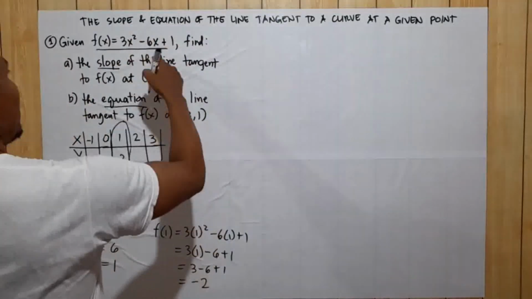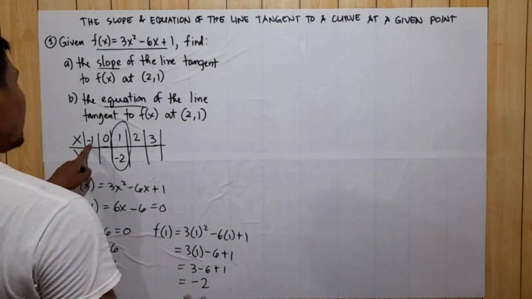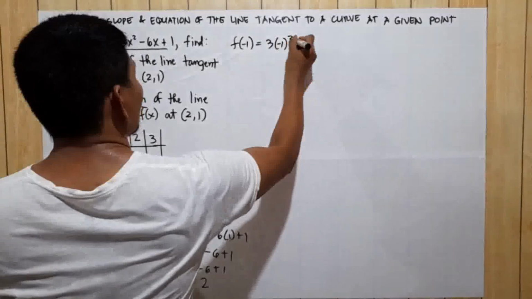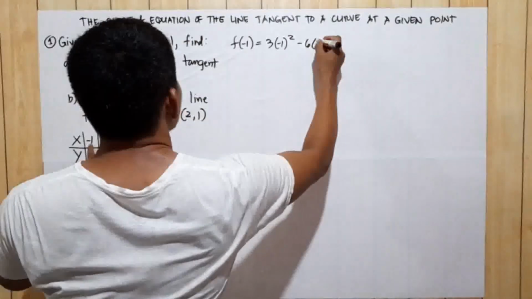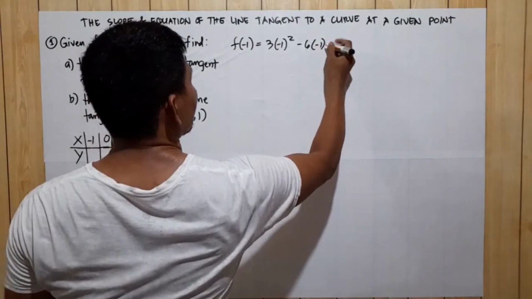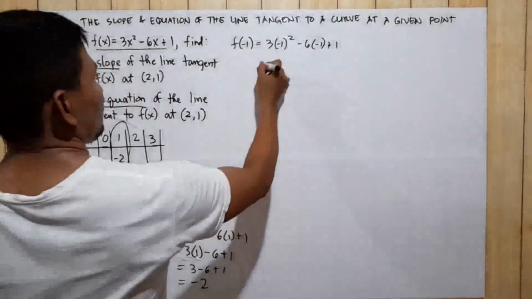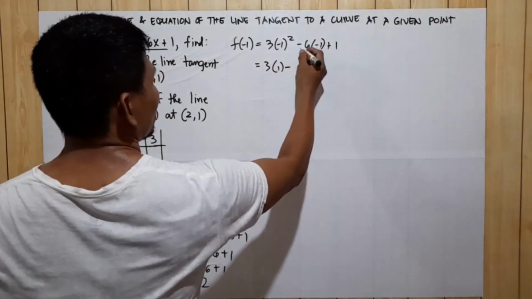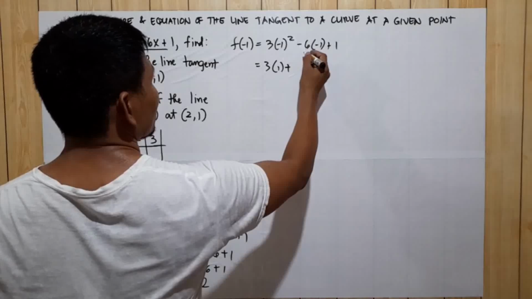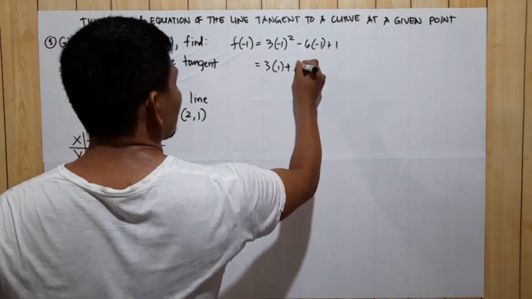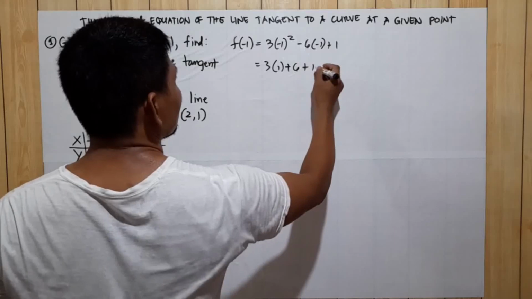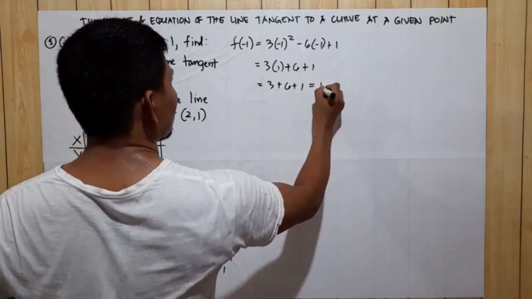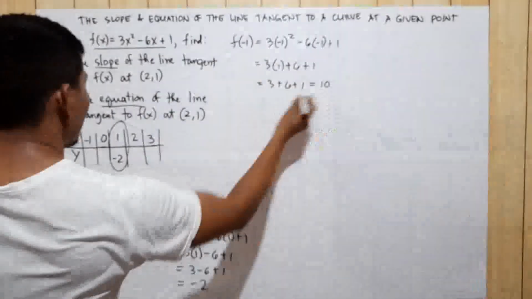F of x equals 3x squared minus 6x plus 1. If x is negative 1, we have f of negative 1 equals 3 times negative 1 squared minus 6 times negative 1 plus 1. We have 3 times negative 1 squared is positive 1 minus. So, magiging positive na po siya kasi we're multiplying two numbers with the same signs. Magiging positive 6 plus 1 equals 3 plus 6 plus 1 equals 10. So, meron po tayong negative 1 at positive 10.